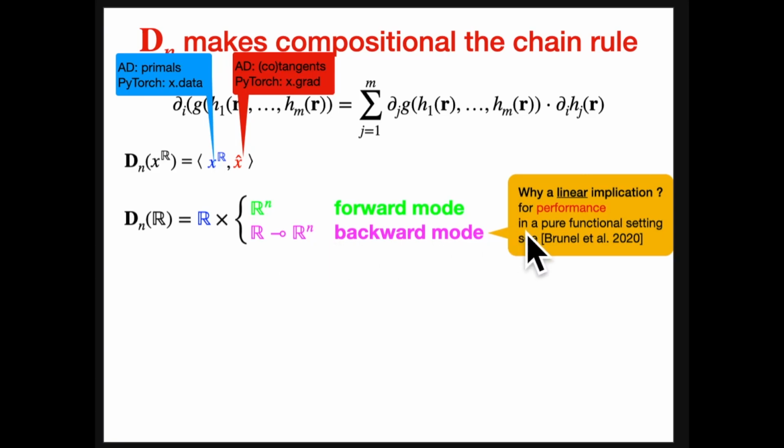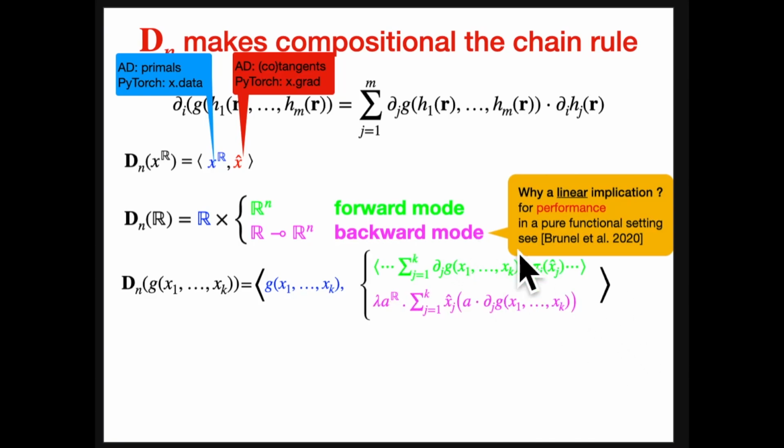Let us see now how D transforms a functional constant of our language. So suppose we have a constant g representing a basic function of the language, like multiplication, sine, or whatever you have as a functional constant over real numbers of some arity k. D transforms g into a pair of two expressions. The first component of this pair is the original computation of g, so nothing is changing here. While the second component depends on which mode we are adopting.